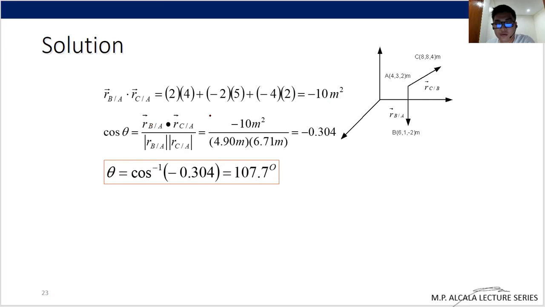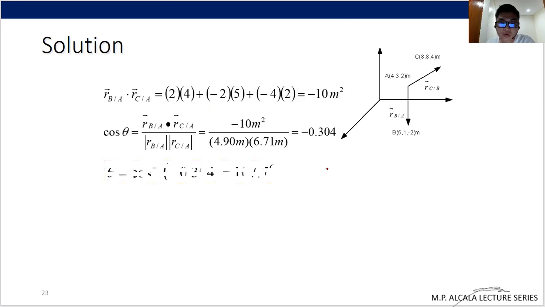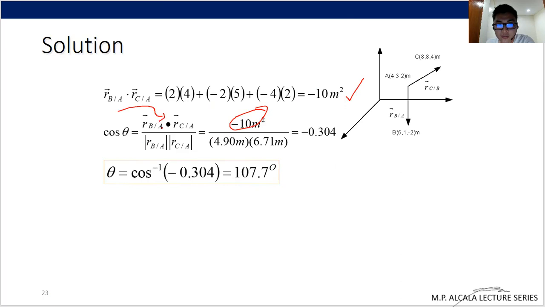So, ito lang yon, no? 2 times 4 plus negative 2 times 5, negative 4 times 2. So, ina-add mo. Yun lang yun. Okay? And simply summing up everything, ito yun. The dot product is negative 10. And then simply getting the magnitude of the two position vectors and getting the arc cosine will give us 107.7 degrees, which makes sense, no? The angle is obviously above 90 degrees, above your right angle. Okay?